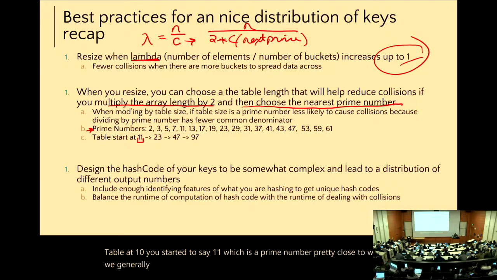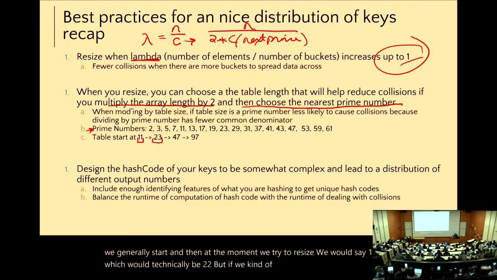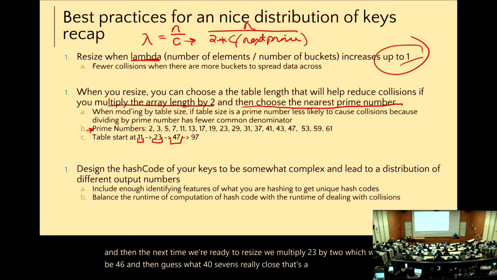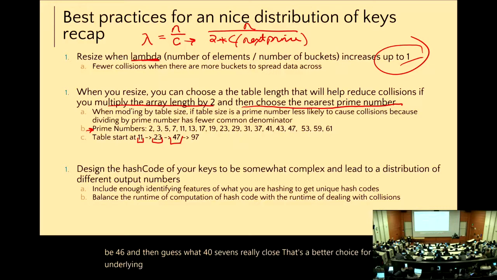And then at the moment we try to resize, we would say 11 times 2, which would technically be 22. But if we increase it to the next closest prime number, which is 23, we're going to reduce collisions. The next time we're ready to resize, we multiply 23 by 2, which is 46, and guess what? 47 is really close. That's a better choice for the underlying size of our array, and so on and so forth. Does anyone have any questions about that?